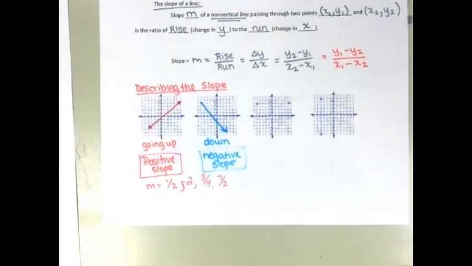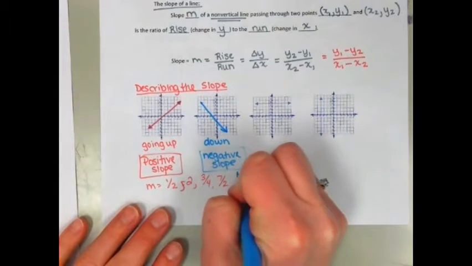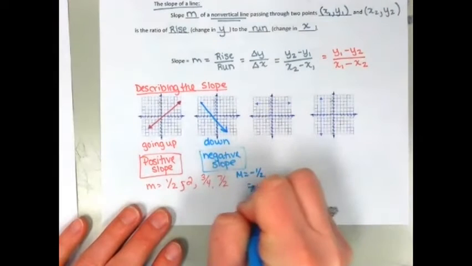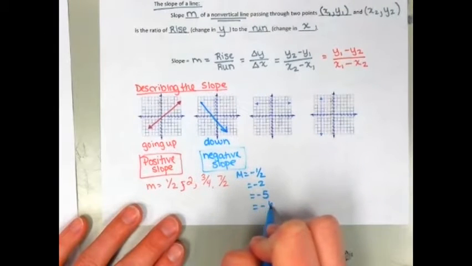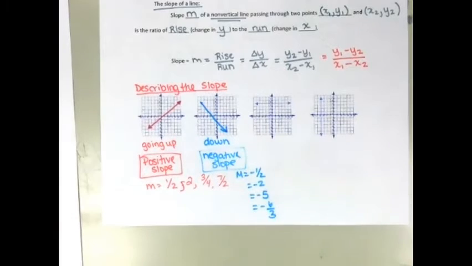Okay. And we kind of look at it like a roller coaster. If you're going up, it's going to be positive. If you're going down, it's going to be negative. So in this case, your slope could be negative 1/2. It could be negative 2. It could be negative 5. It could be negative 6/3, something like that, which is the same thing as negative 2.